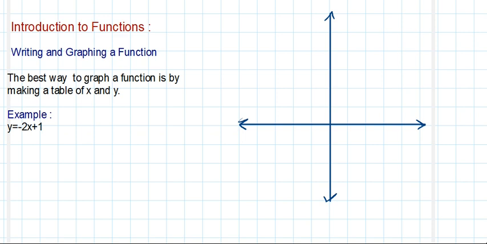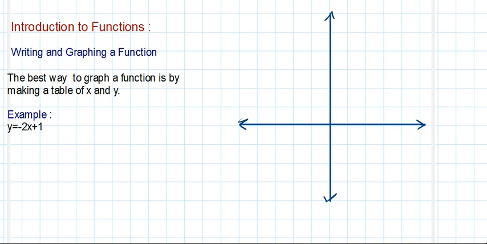So in this lesson we are going to learn how to write the rule of the function out of the given graph, or the inverse. If we are given a function, the rule of the function, then how to plot the function on the xy axis. And the best way to graph a function, the most basic way actually, is by using the table of x and y.